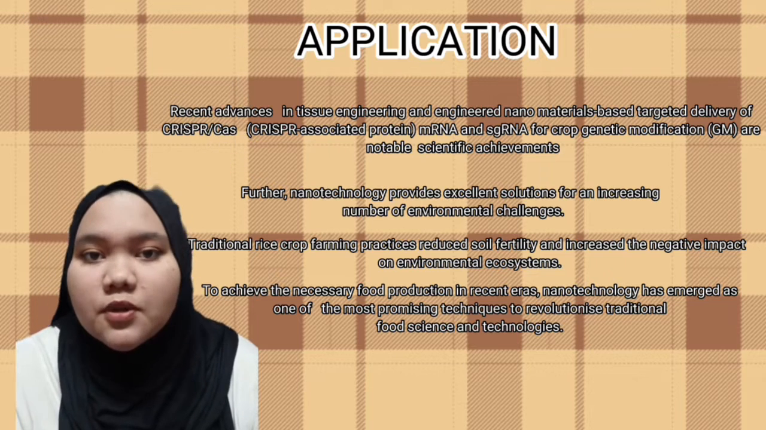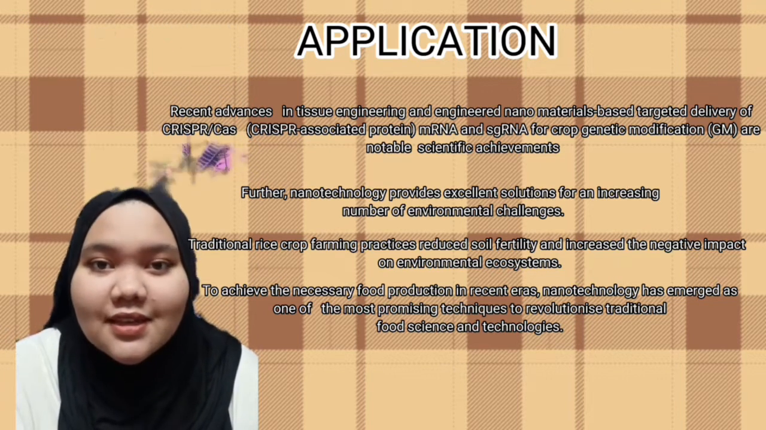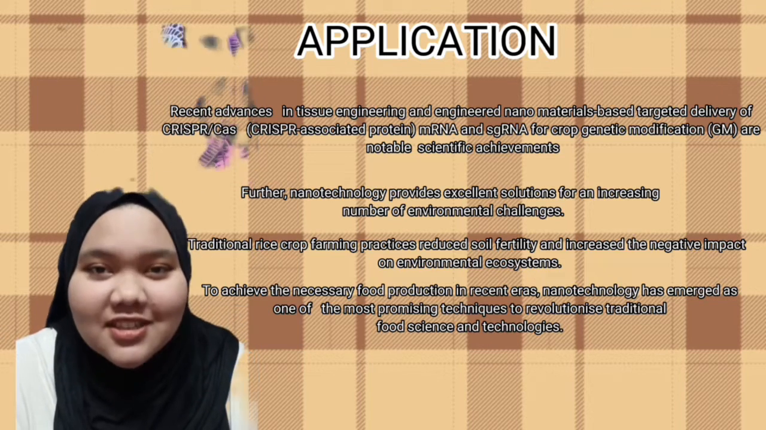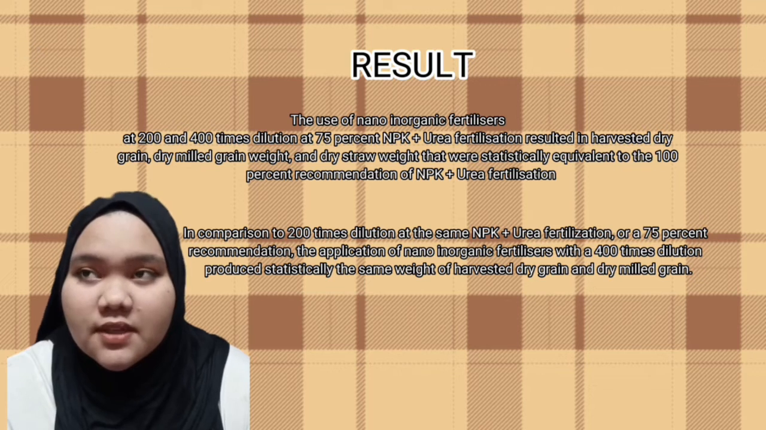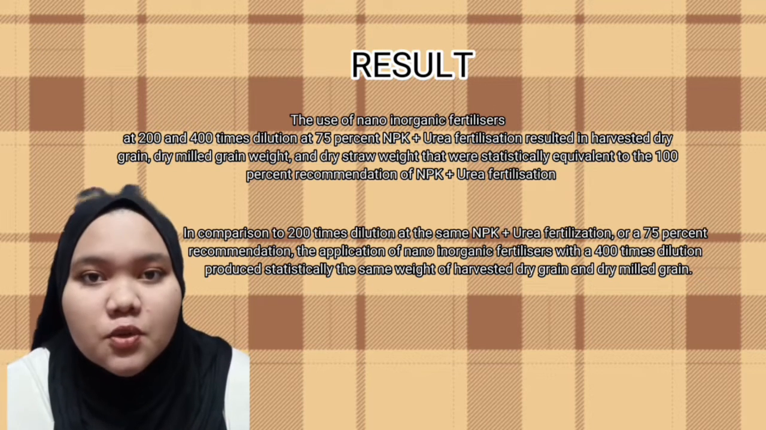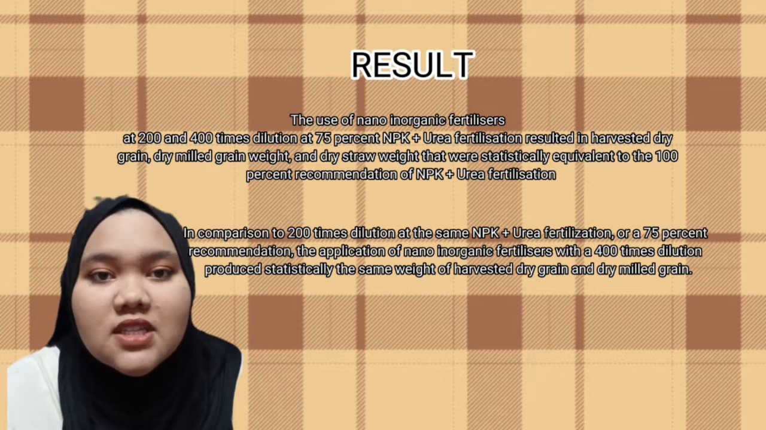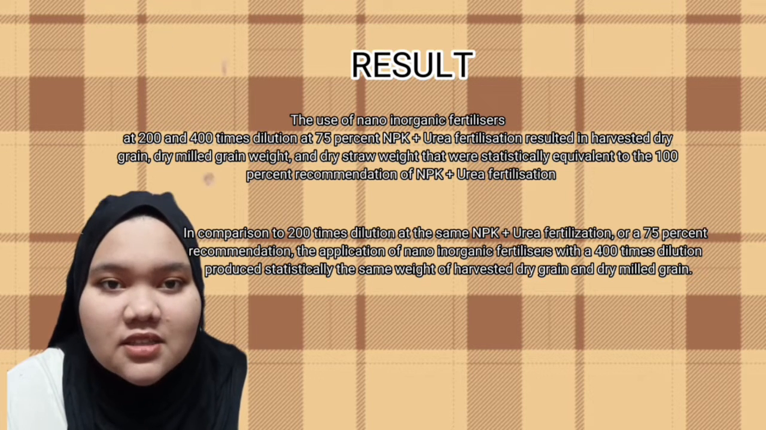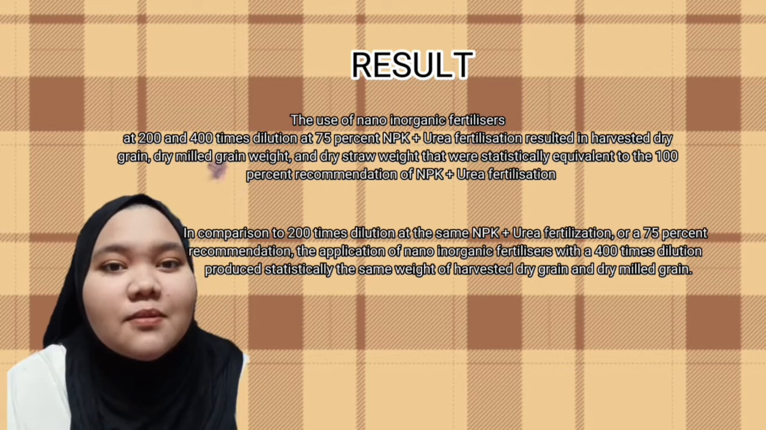To achieve the necessary food production in the recent era, nanotechnology has emerged as one of the most promising techniques to revolutionize traditional food science and technologies. Rice production increased to approximately 7.9 tons per hectare due to the use of urea nanofertilizer, which is higher than the normal urea fertilizer rate of 7.3 tons per hectare. Calcium phosphate and other micronutrients are provided by HA or bioceramic.